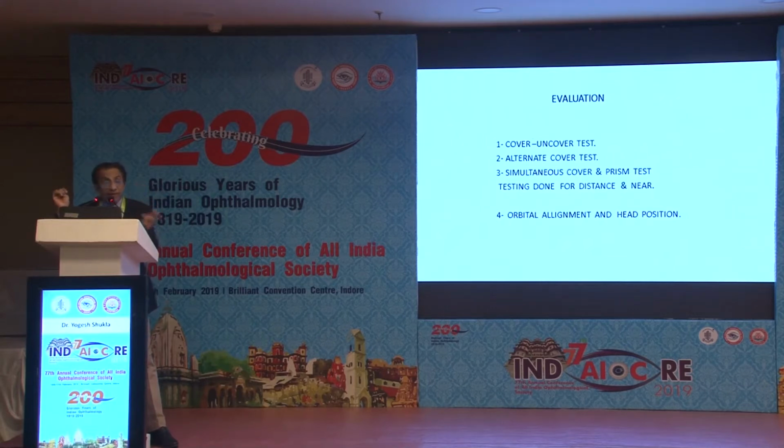Then you have the alternate cover-uncover test. Now you cover one eye and leave it for about 8 to 10 seconds, that is important, and then you cover the other eye. In doing this, you break the fusion. Our idea is to break the fusion, the binocularity of the eyes. Once you break the fusion, latent strabismus, what we call phorias, comes into existence.